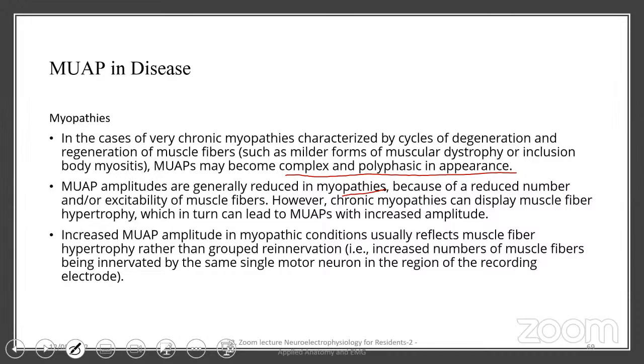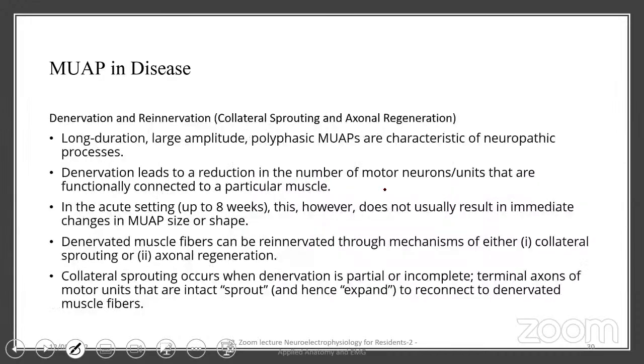Increased MUAP amplitude in myopathic conditions usually reflects muscle fiber hypertrophy rather than grouped reinnervation, which happens in neuropathic patterns, where there is an increase in the number of muscle fibers being innervated by the same single motor neuron in the region of the recording electrode. So now let us look at what is a denervation, reinnervation pattern, which we have to observe and give reporting. Long duration, large amplitude, polyphasic MUAPs are characteristic of neuropathic process.